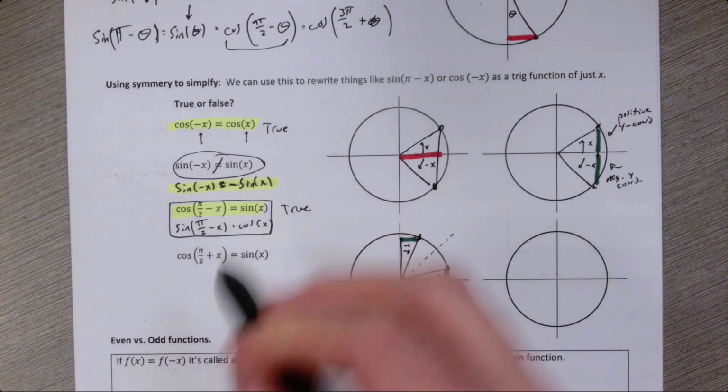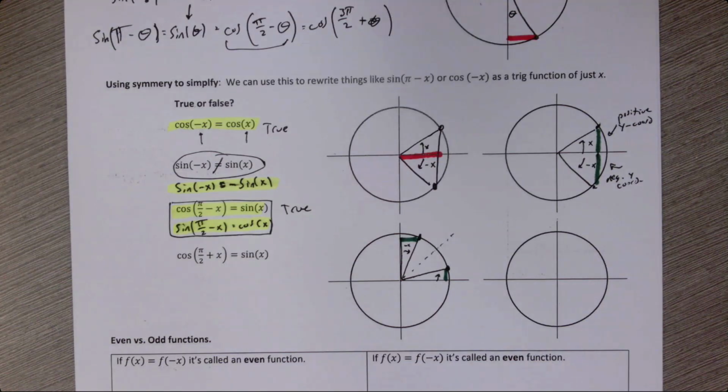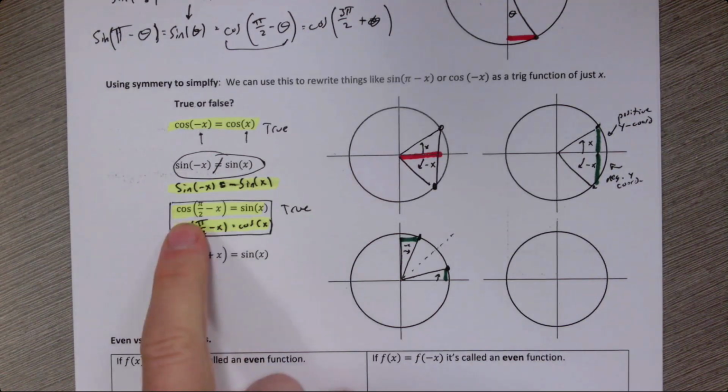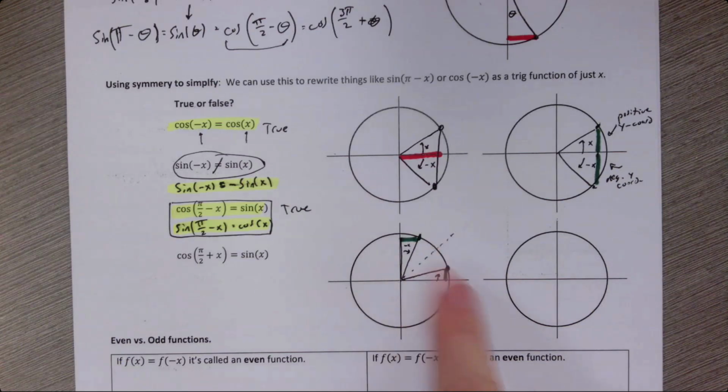So the ones that are highlighted, those are four that you should just know. You should just recognize. When you see cosine pi over 2 minus x, you should think, oh, right, it's like the reflection. Okay, sine x. Let's do one more.